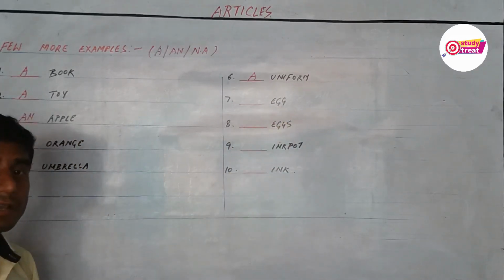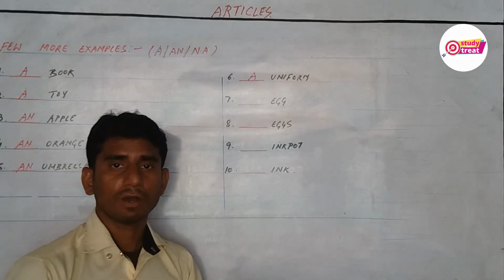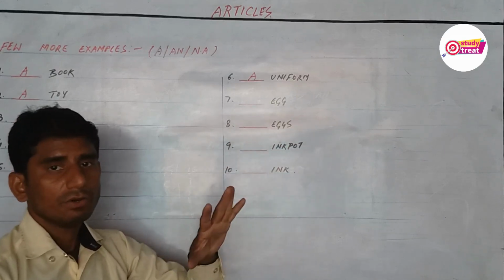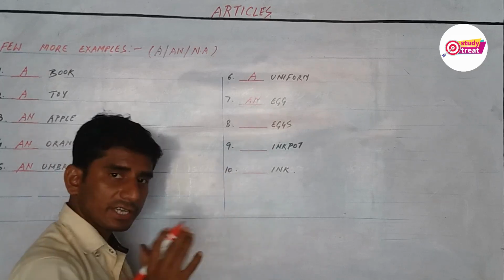Egg. Egg is in the singular form. Now it has a second step. It has a vowel sound. So an egg. It's easy, guys?